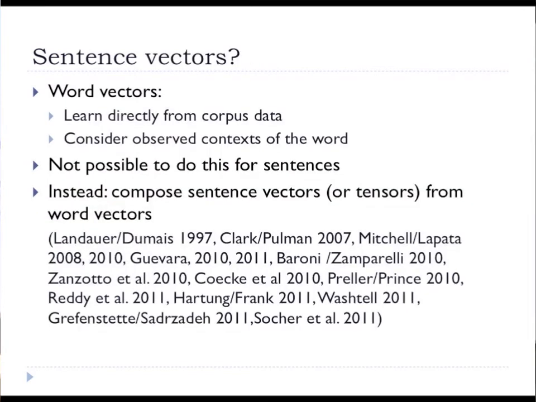But what are sentence vectors in the first place? Word vectors you can compute by just looking at all the contexts in which a word has occurred. You can also do that for short phrases, but as phrases get longer, you cannot do that anymore because they just don't occur often enough that you could get a distributional profile for them. Instead, what people do is to compose the word vectors, so put them together in some way to get sentence vectors.